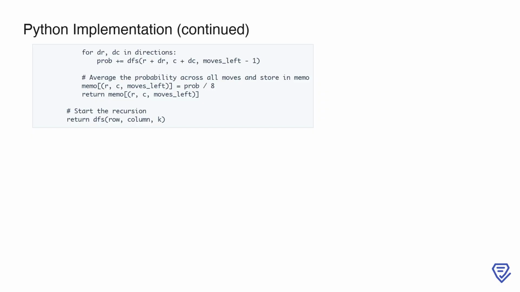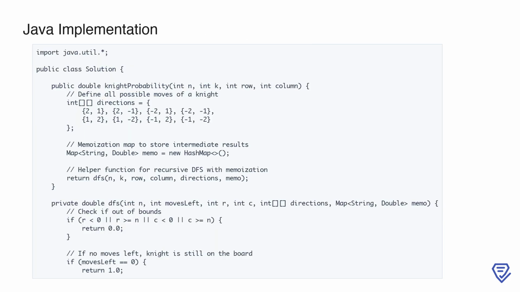To solve the knight probability in chessboard problem, we start by defining the possible moves a knight can make on the board. These are represented as an array of coordinate changes, where each pair corresponds to a specific move. For instance, 2, 1 means moving 2 steps in the vertical direction and 1 step horizontally, and so on for the other directions.